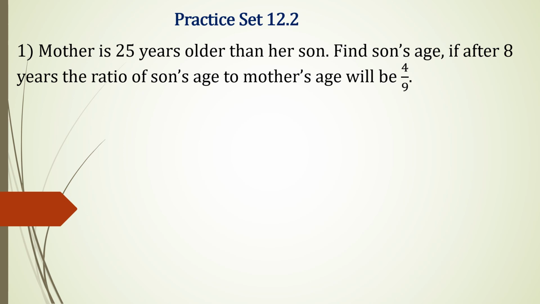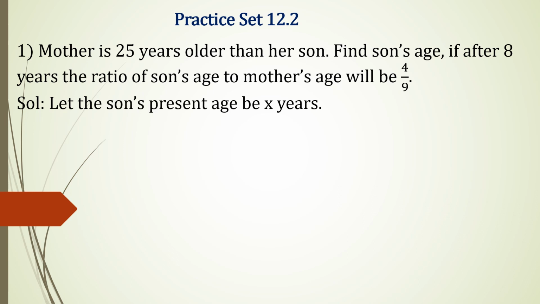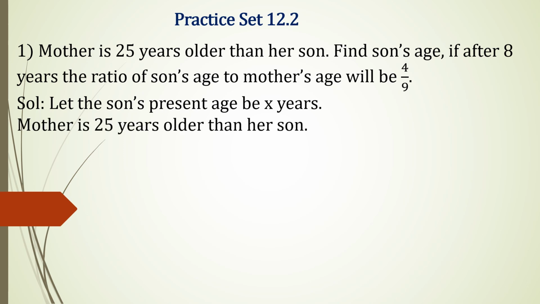Now you have to frame this word problem as a mathematical statement. For that you have to give a variable to the unknown thing which you have to find. So here you'll start: let the son's present age be x. As you have to find the son's age, it is unknown, so we'll denote it by a variable. So let the son's present age be x years. Then the mother is 25 years older than her son, therefore the mother's age will be x plus 25 years.